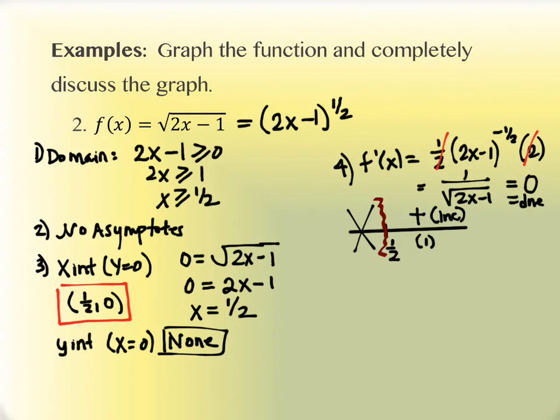So the only last thing left to test is the second derivative for concavity, and figure out what's going on with the concavity, if there are any concavity changes. Just because there's not a max or min doesn't necessarily mean there couldn't be a concavity change, so we do have to check and see what's going on with the concavity.